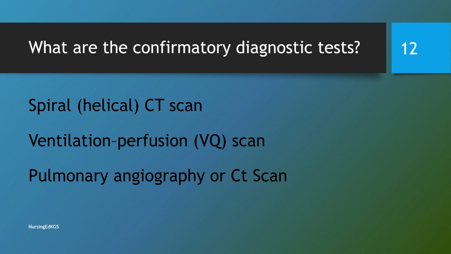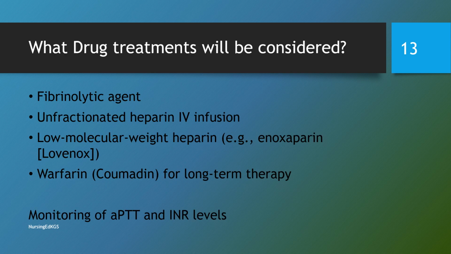Spiral CT can also be ordered. However, I have rarely seen this being ordered. And there may be that many facilities do not offer spiral CT scans. And you may also see a ventilation perfusion or VQ scan being ordered, but less frequently. The next question is, what drug treatments will be considered?